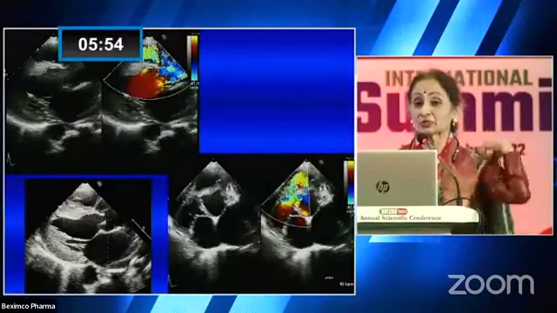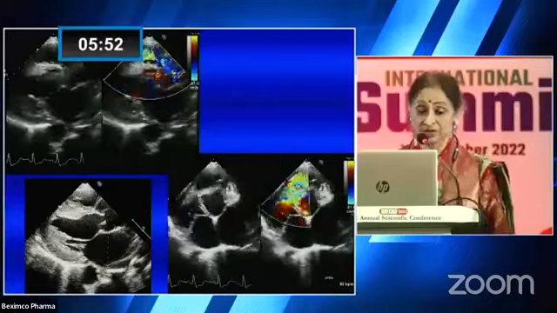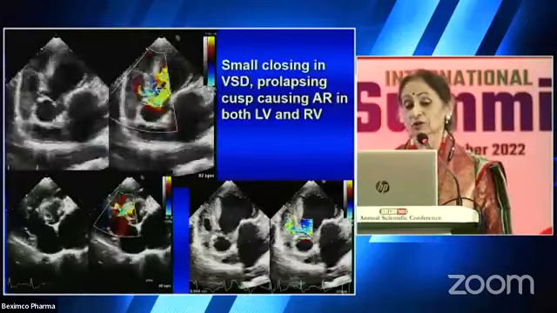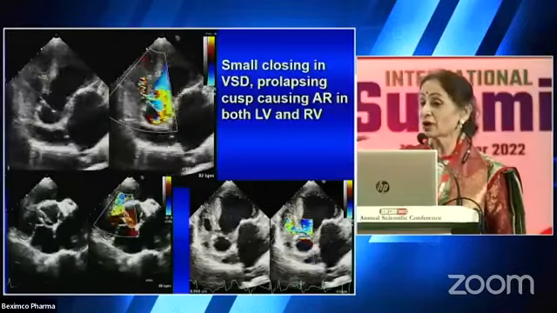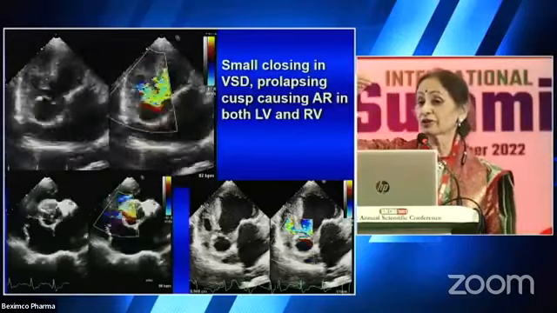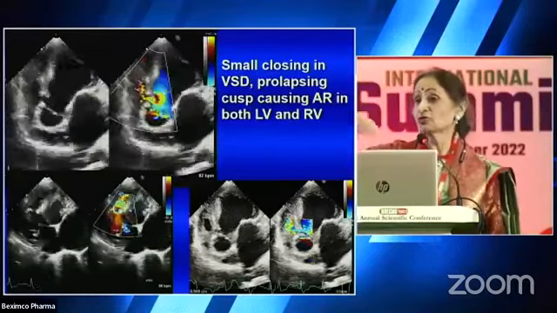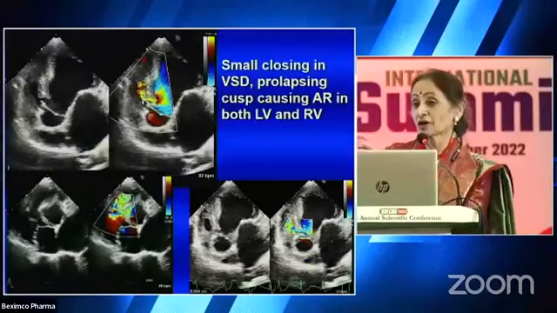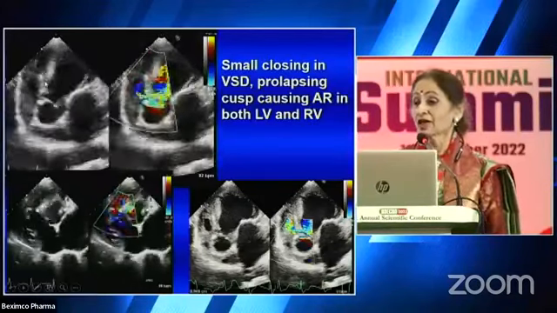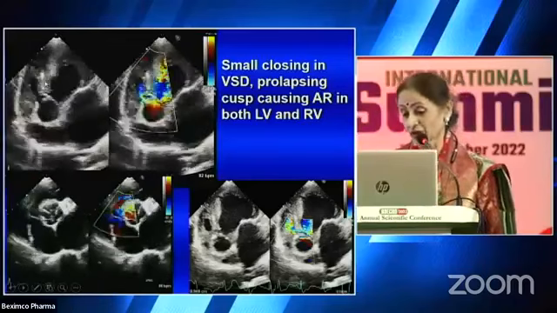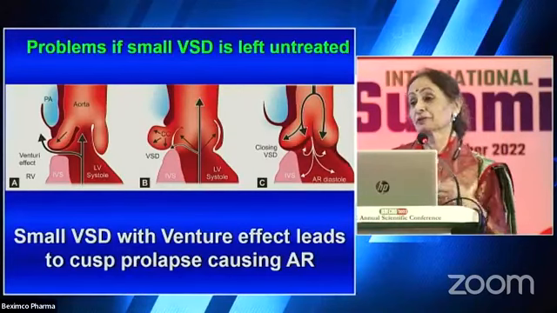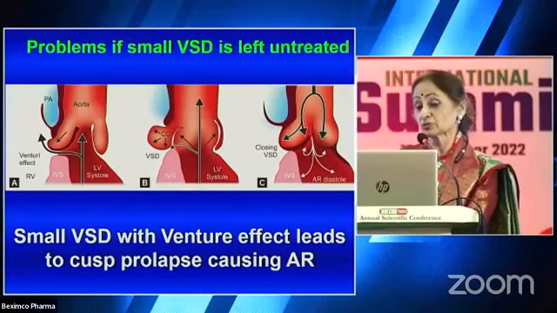Now how can the split occur in such a patient? Actually, this is a small VSD which was not closed. What has happened is the non-coronary cusp is prolapsing into the RV and trying to close the VSD. So the VSD is closed at the cost of cusp prolapse, and the cusp is prolapsing so much into the RV that the jet is also going into the right ventricle. That is the consequence of not closing the small VSD.